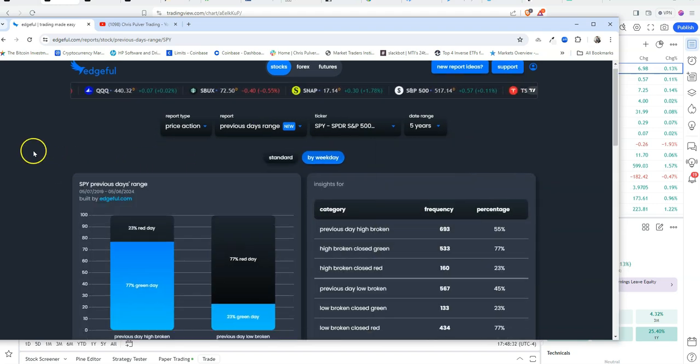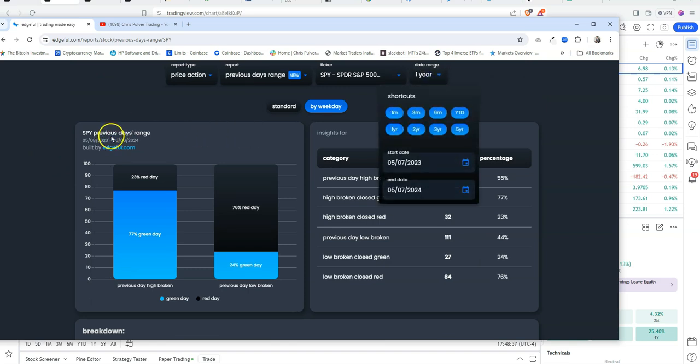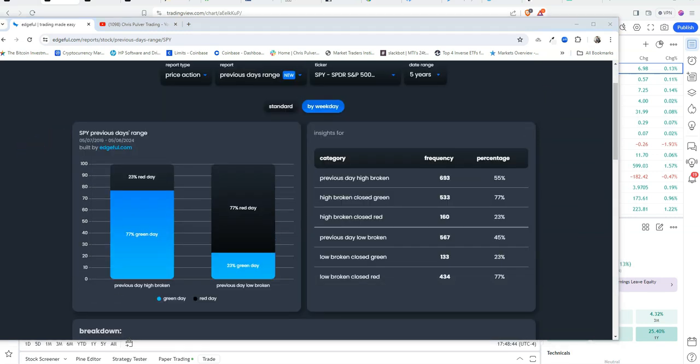So even in the last 5 years, we'll just keep it on 5. For every time price has broken the previous day's high, it has closed green that day 77% of the time. For every time price has broken the previous day's low, which is the column to the right, in the last 5 years, price has closed red 77% of the time.